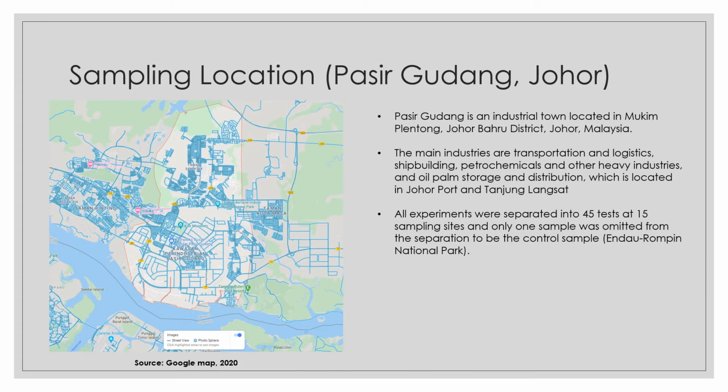So the sampling location is Pasir Gudang, Johor. Pasir Gudang is an industrial town located in Mukim Plentong, Johor Bahru District, Johor, Malaysia. The main industries are transportation, logistics, shipbuilding, petrochemicals, and other heavy industries such as oil palm storage and distribution, which is located in Johor Port and Tanjung Langsat. All experiments were separated into 45 days at 15 different sampling sites, and only one sample was separated to be the control sample, which we collected from the Endau Rompin National Park.